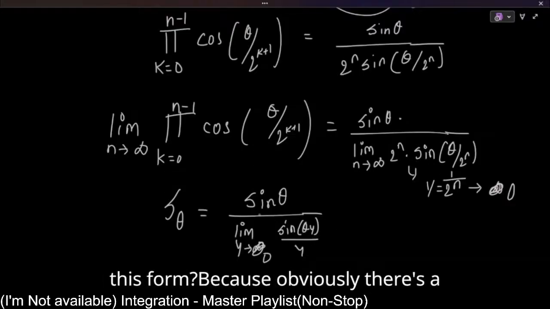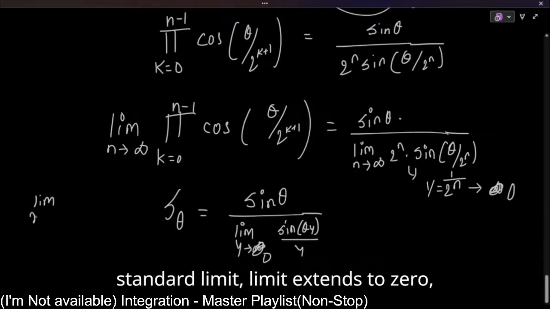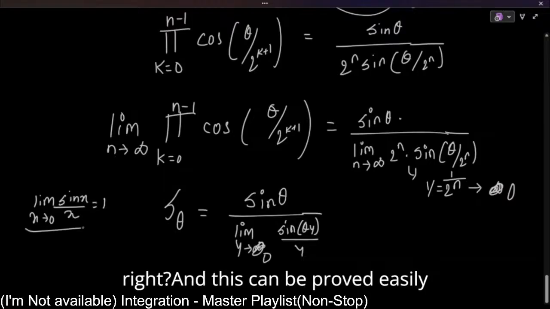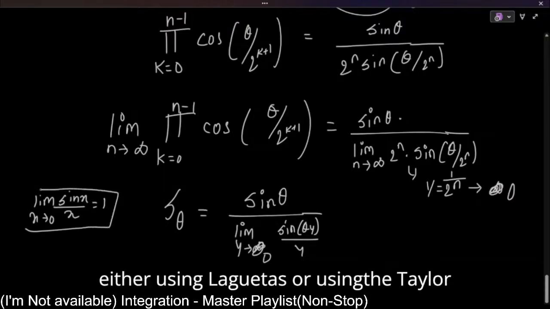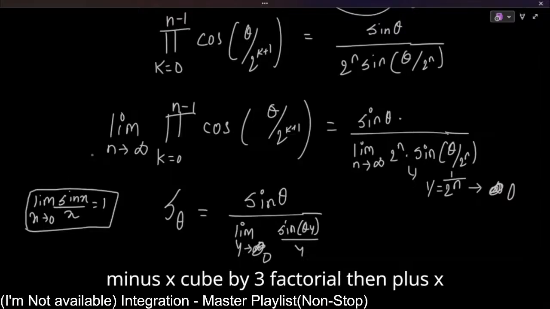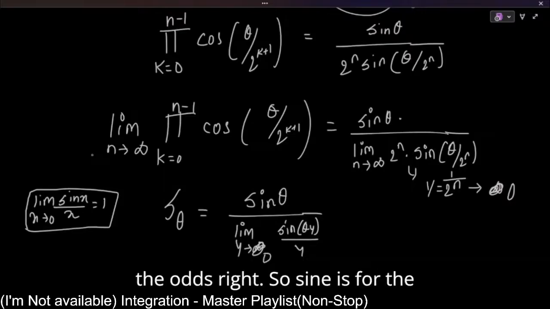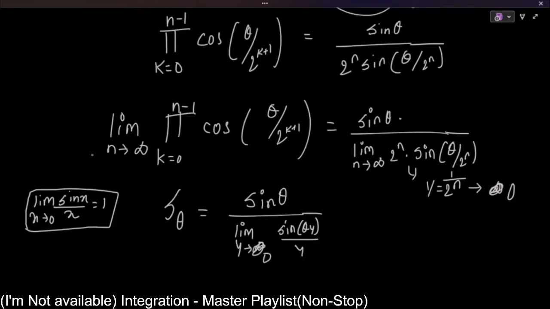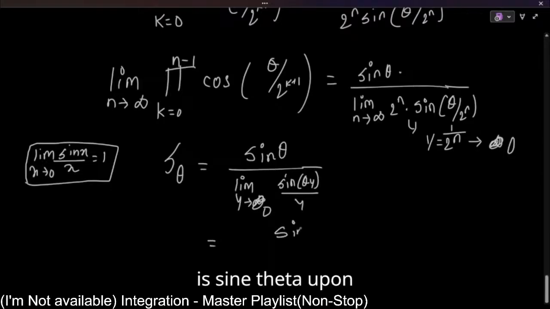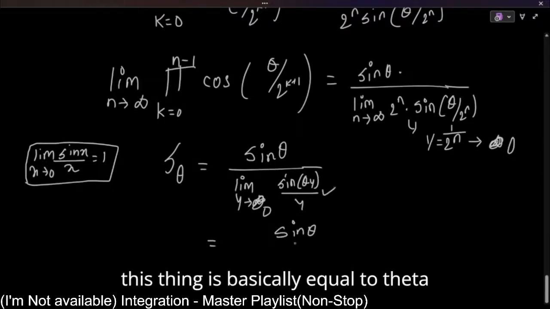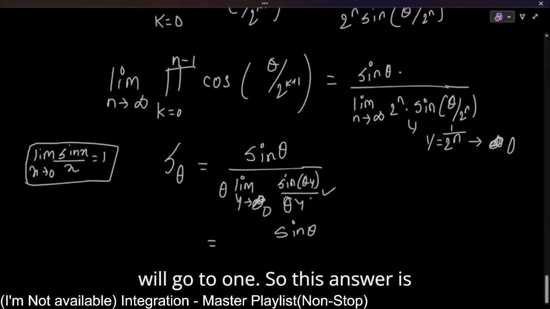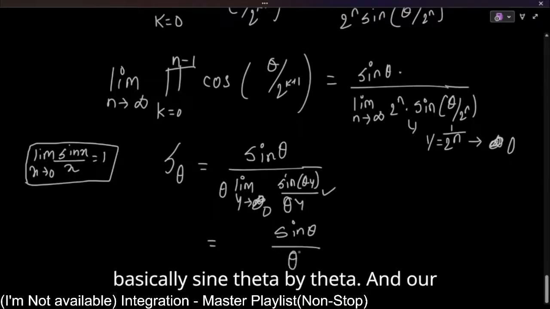And why do I want to get this form? Because obviously there is a standard limit x tends to 0, sine x upon x, which is equal to 1, right? And this can be proved easily either using L'Hopital's rule or using the Taylor expansion of sin x, which is x minus x cubed by 3 factorial, plus x to the 5 by 5 factorial, and all the odd powers, right? So sin is for the odd powers. Okay. So what this will get you is sine theta y upon this thing is basically equal to theta, right? So you can adjust a theta y here and a theta here, and this whole thing will go to 1. So this answer is basically sine theta by theta.